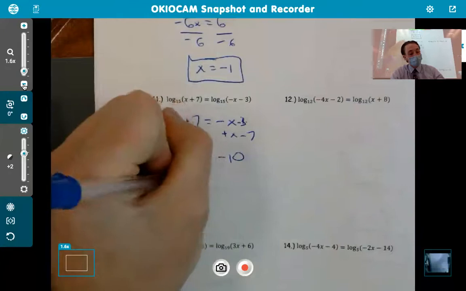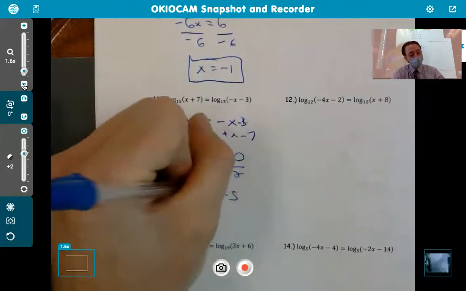Divide by 2 on both sides here. I get x equals negative 5.